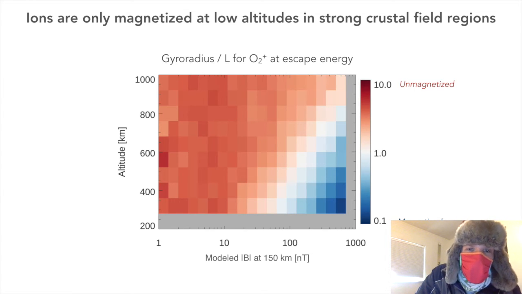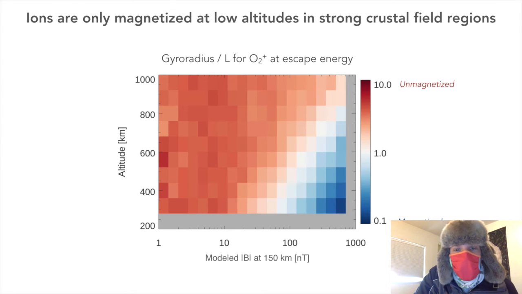There's a transition region on this plot where the color is switching from red to blue at a value of 1, and this is telling us where particle gyroradii are just reaching the same size as magnetic field length scales. This transition appears to be happening at roughly the same altitude band as where ions were reaching escape energy, as was shown on our flux plots.